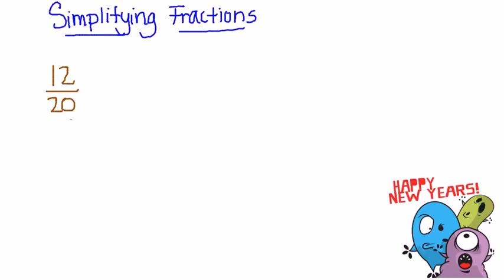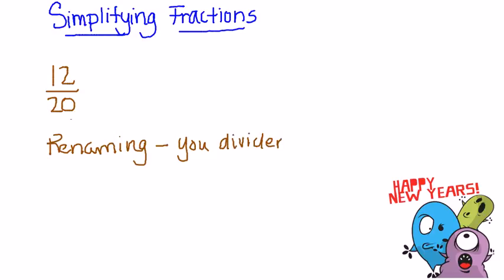One way that I can change this or give it a new name is to divide it or multiply it by the same number. So when you're renaming a fraction, you can divide it or multiply it by a number.